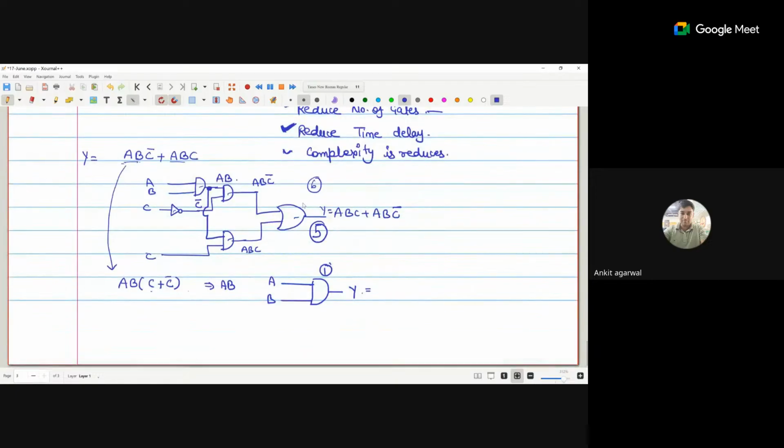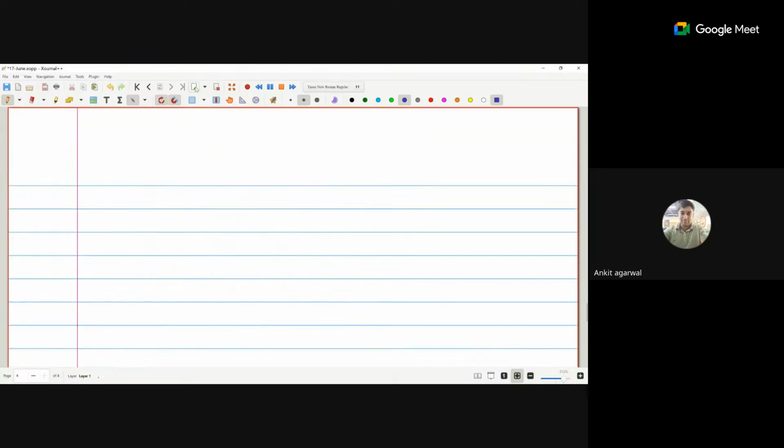Okay, so let's solve some questions. Before that, I am going to explain a 3 input XOR gate. So if I have A and B, and for that one we are taking C, an XOR gate.